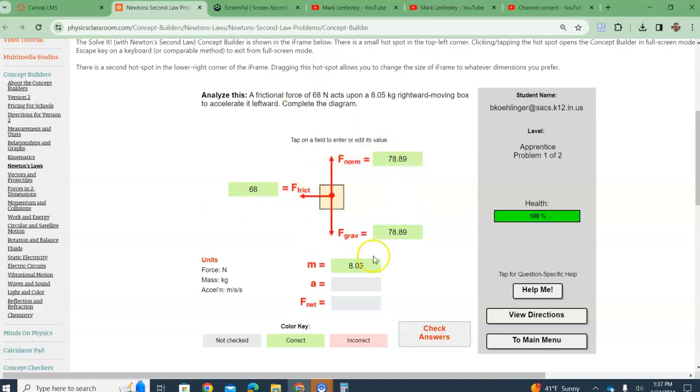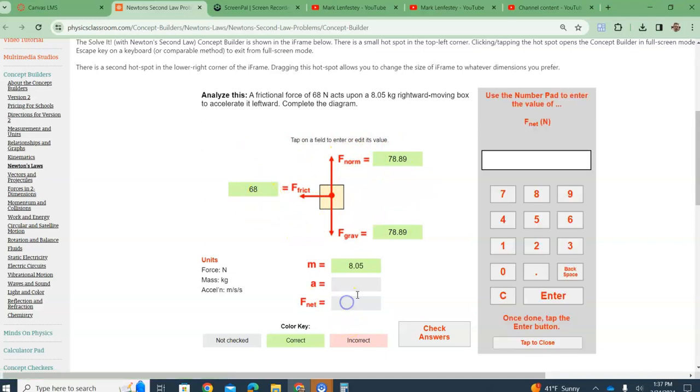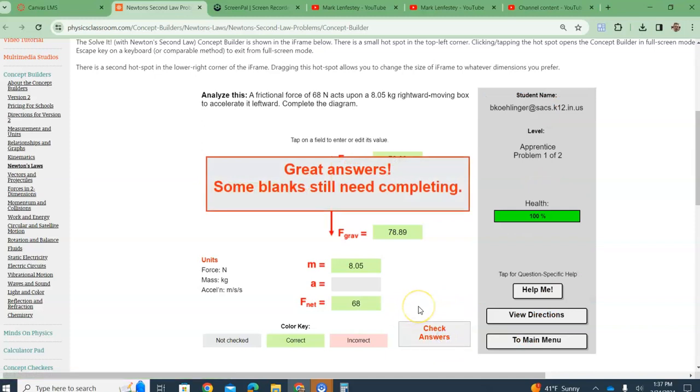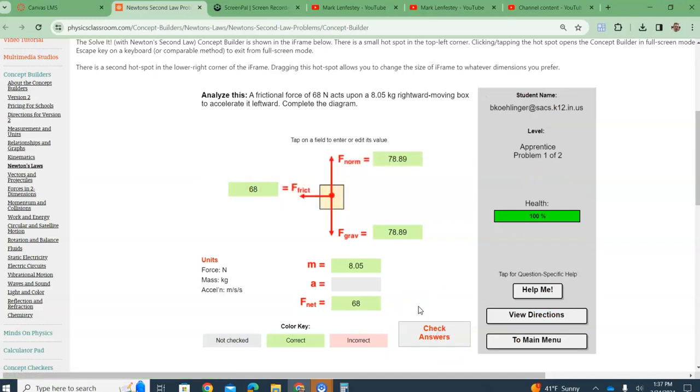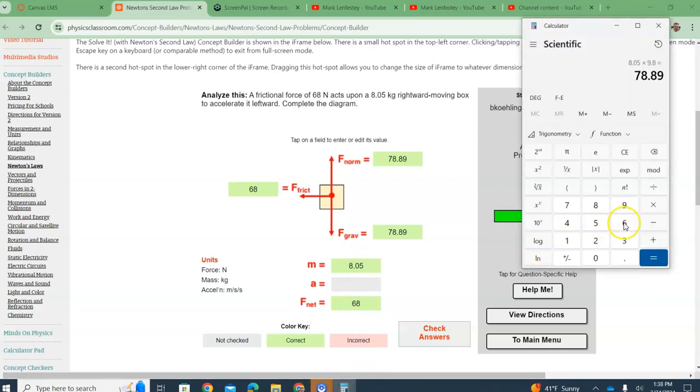So if you look at the force diagram, you can see it's unbalanced. That means the unbalanced force is 68. The net force is 68. And I could find the acceleration because remember that F net equals ma, so I can take the F net and divide it by the mass to give me my acceleration. And I get 8.45 approximately, so I'll put that in for the acceleration.